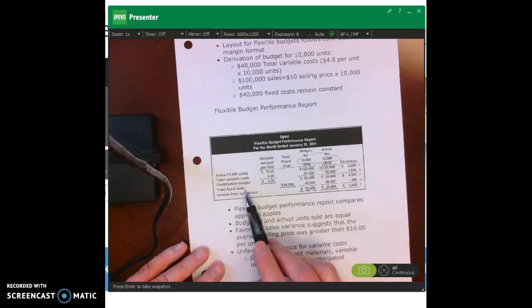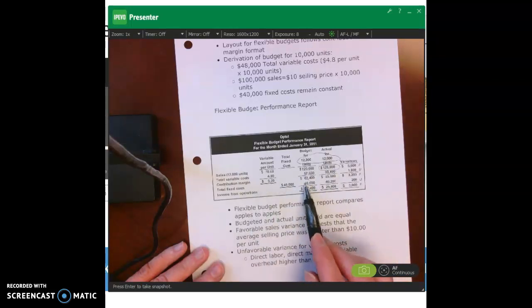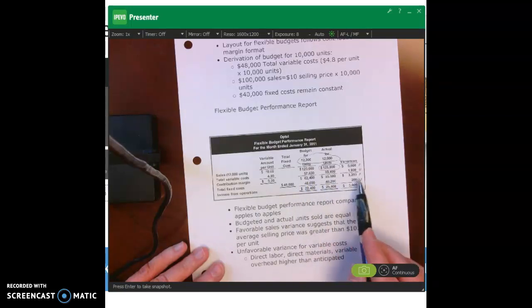Then we looked at our fixed costs. We budgeted for 40,000 fixed costs. We actually had 40,200 fixed costs. It's $200 unfavorable. And then that cascades down to our income from operations, $3,000 favorable.